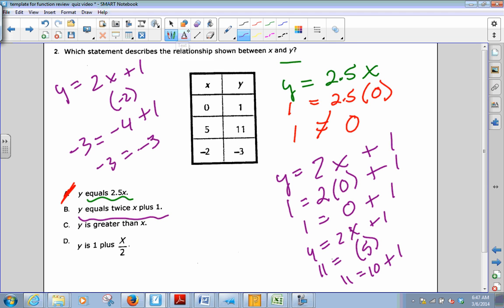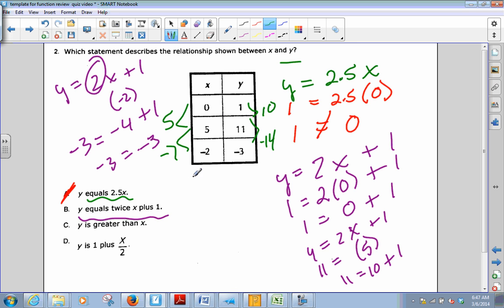Another way I could double, triple check just to make sure is that, remember, if this is right, y equals 2x, that means that 2 would be my rate of change for the table. So I'm going to go here and find my rate of change really fast. My y's are going up by, let's see, 1 to 11 is going up by 10. 11 to negative 3 is going down, actually, negative 14. From 0 to 5, it's going up by 5. From 5 to negative 2, it's going down 7, so that's a negative 7.